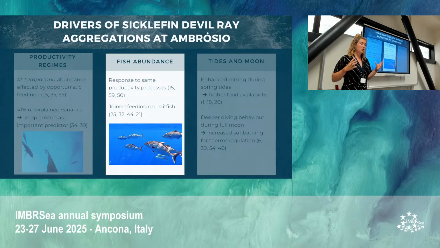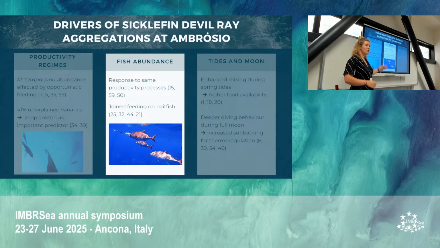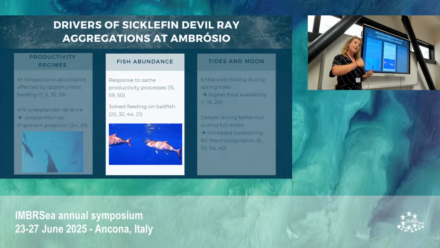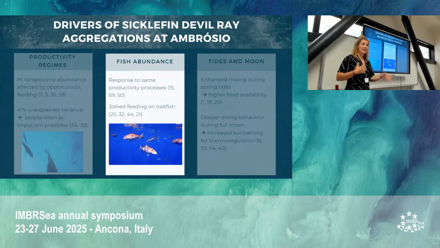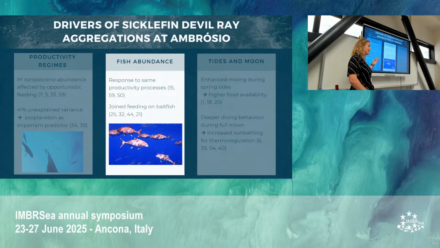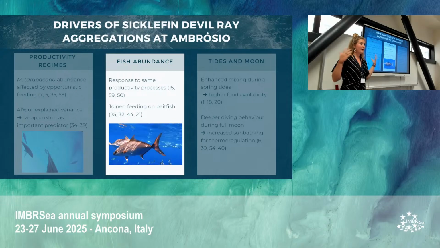On the other hand, joint feeding has been observed between the fish community and Mobula tarapacana at a different seamount in the Azores. So maybe the Mobulas even rely on this fish community to aggregate their prey. Overall, this indicates that Ambrosio is an important biodiversity hotspot.